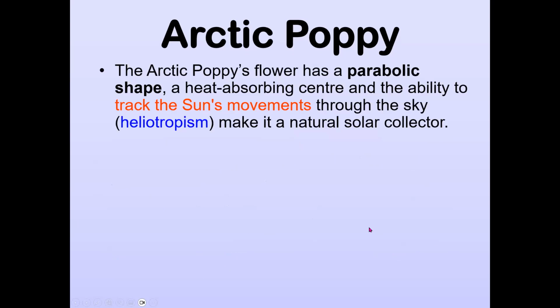Now, the poppy flower is parabolic, like a satellite dish. It's got a heat absorbing center, and it tracks the sun. And it's called, again, heliotropism. So you've got this solar collector, which collects the light and the heat.